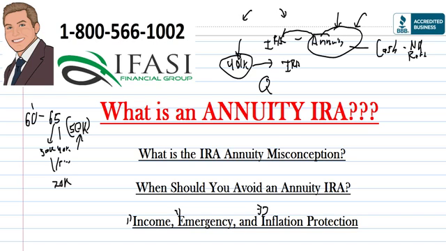whether an annuity is right for your specific situation or not. Now, that's one case of when an individual should avoid an annuity IRA, with these, let's say they had 401k monies or other IRA monies.